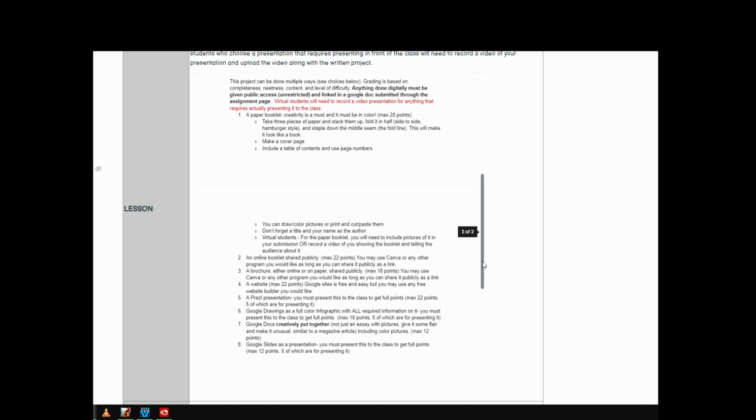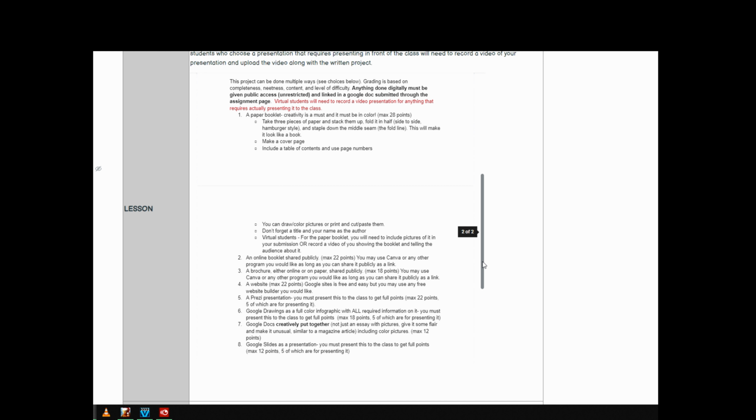Number 2, this is an online booklet. Make sure anything you do online is shared publicly. You will need to create a Google Doc that says, here's the link to my volcano project, and then give me the link to the project, and then turn that Google Doc in so that I can get to the links if you do anything online that is not through Google Docs, Google Slides, something like that.